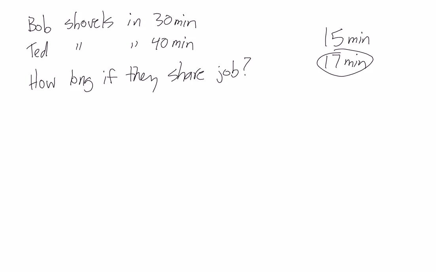So how you want to set these ones up is you want to think of how much of the job they do per hour. So in X number of minutes, Bob will do a 30th of the job. If it takes him 30 minutes to do the job, that means he does 1/30th per minute. So the total minutes divided by 30 tells you how much of the job he gets done. If you do the same thing for Ted, X number of minutes divided by 40, he'll do a 40th of the job per minute. Together, they're going to have to do 100% of the job. As a fraction, 100% we can write as 1. So that's pretty much how you want to set up these equations all the time.